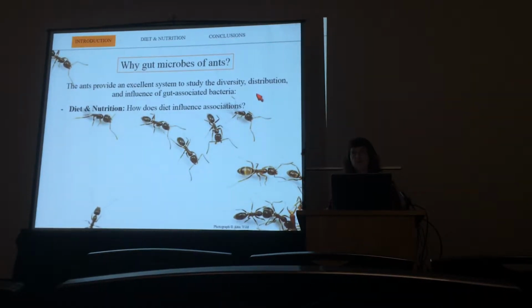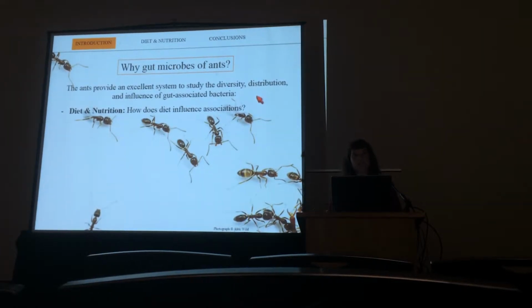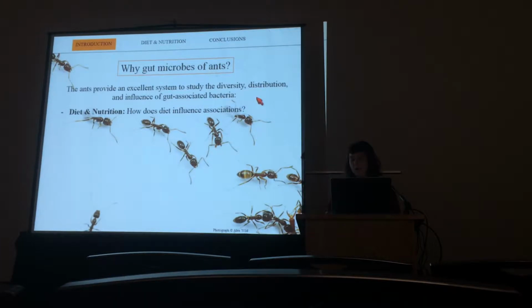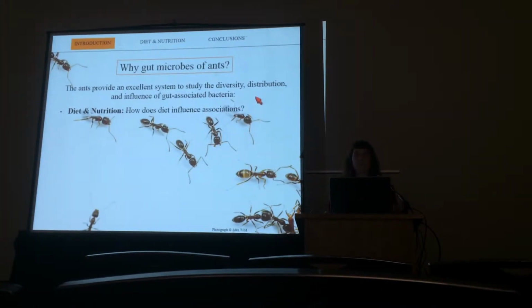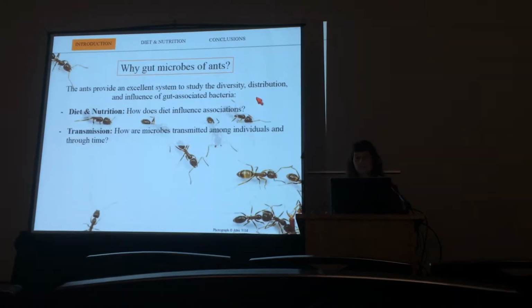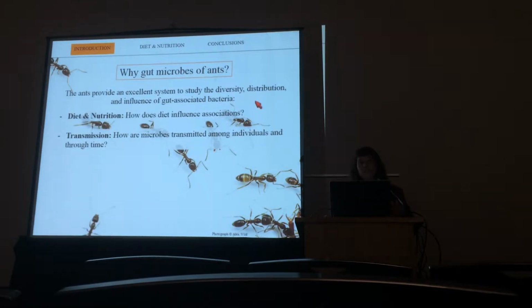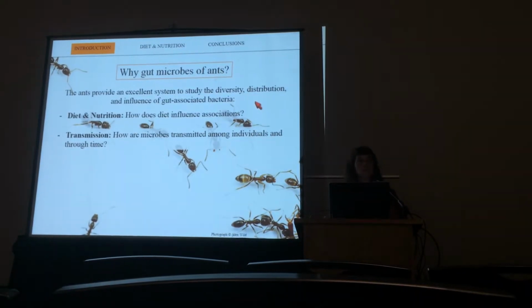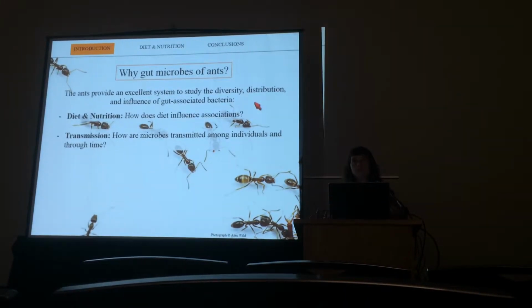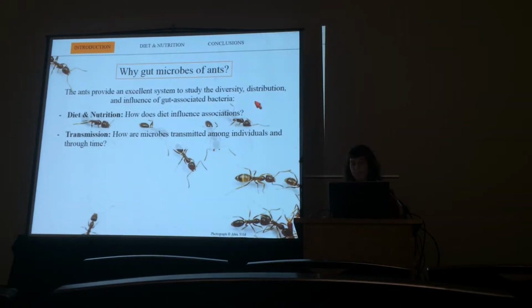This is the fundamental question that I'll be talking about today, but there are some interrelated aspects that I won't necessarily be able to touch on, but that we hope to accomplish during the aspects of this project that are funded by the National Science Foundation. One of which is asking questions of transmission. If bacteria are important to diet and nutrition, how are they transmitted among individuals? And not just individuals that are interacting within a colony, but those same individuals that are interacting in an environment, and then how does that play out through evolutionary time?